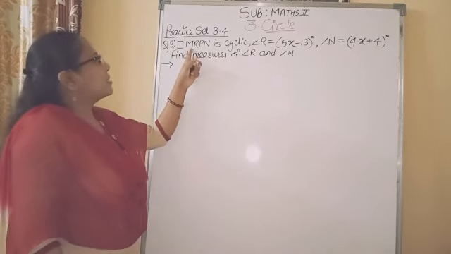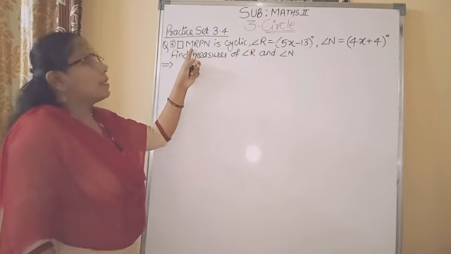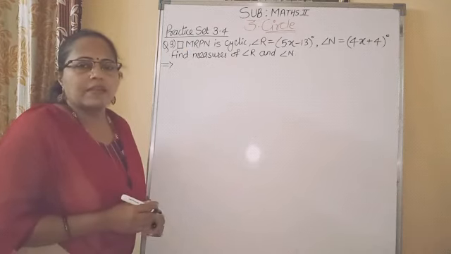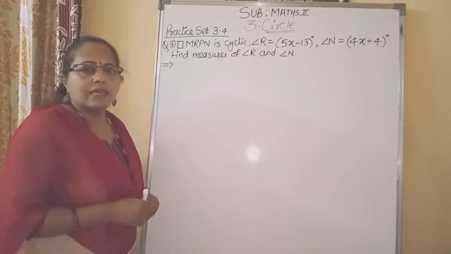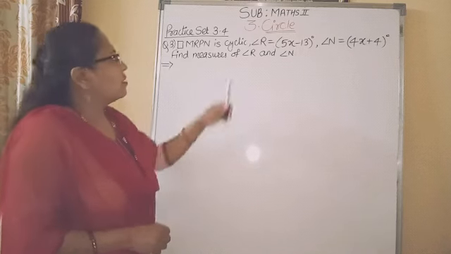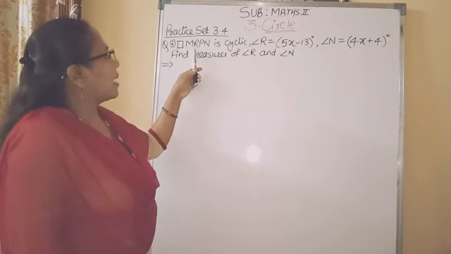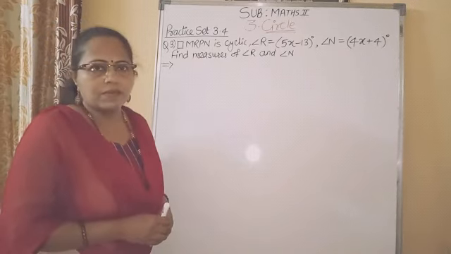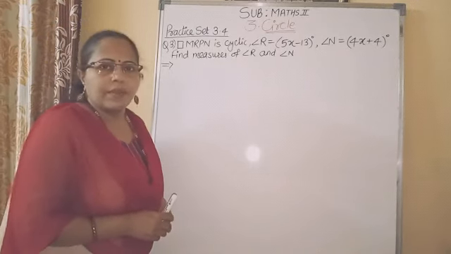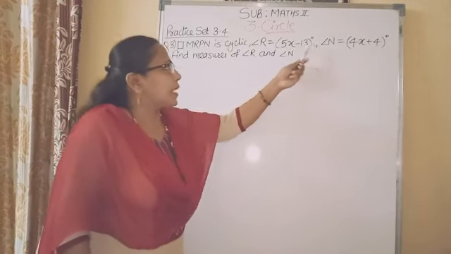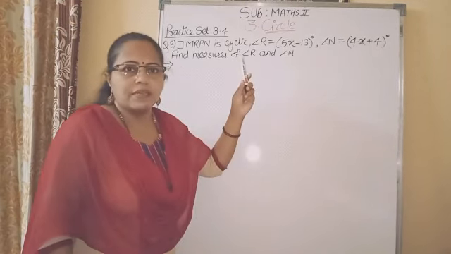Now in the question it is given that quadrilateral MRPN is cyclic. So we studied the cyclic quadrilateral theorem: opposite angles of a cyclic quadrilateral are supplementary. If you observe the name here, angle R and angle N are opposite angles of each other. So they are supplementary. That means the sum of the measures of these two angles is 180 degree.